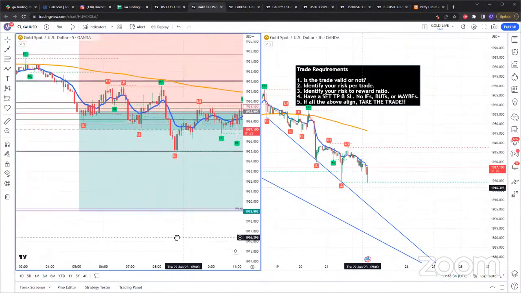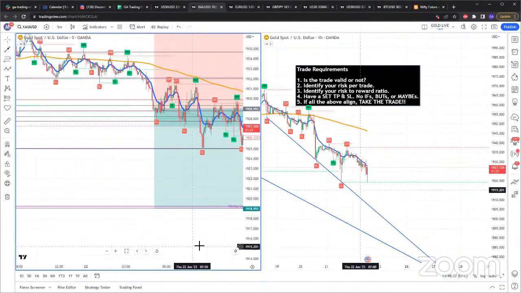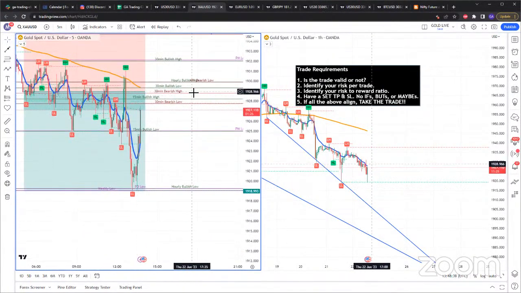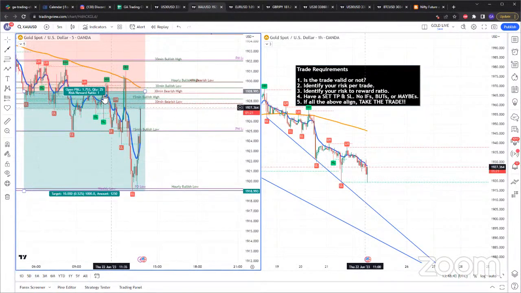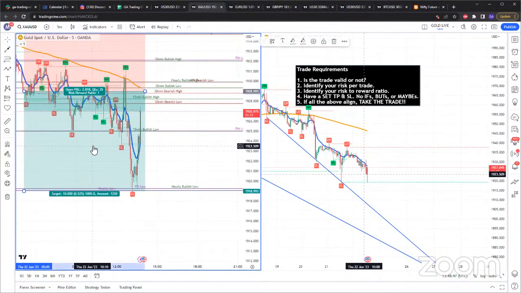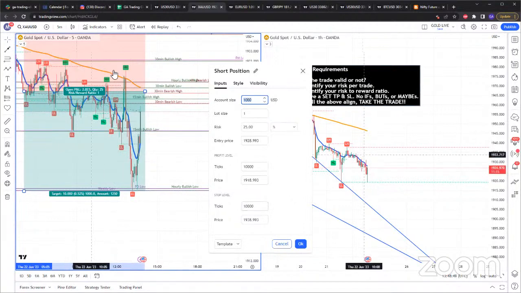But that's how I could have taken that trade based off of the 4-hour bearish low order block that's right here. You wait for a break and retest of it, you enter. For me, that's a 100 pip ride. If you normally do 50 pips, you could have hit TP so quickly.